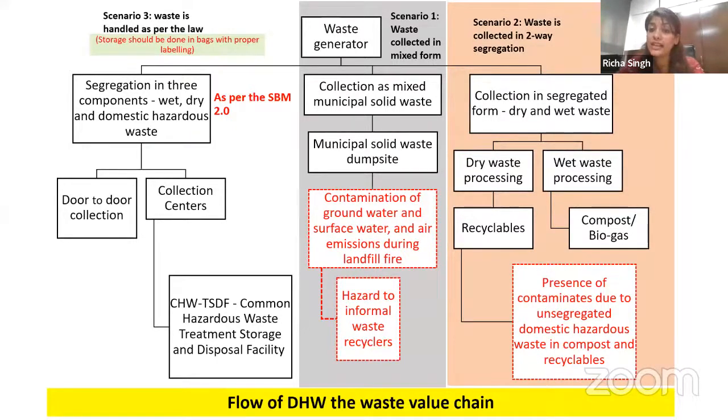The other scenario is scenario 2, in which the waste is collected in a 2-way segregated form. Most of the ULBs are following this or three-way segregation, where the waste is segregated into dry waste and wet waste. Once it is received, it is collected by the ULBs. The wet waste is subjected to composting or biomethanation, and the dry waste is channelized to different recycling facilities. In this case also, the recycled products that we are getting might be contaminated with traces of heavy metals.